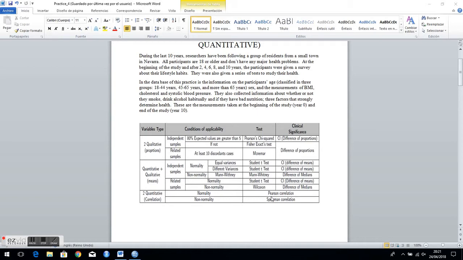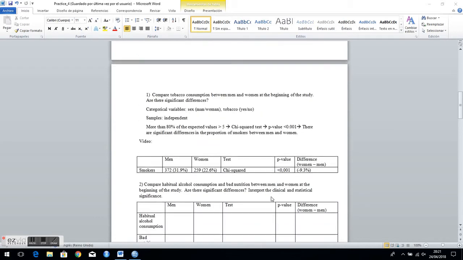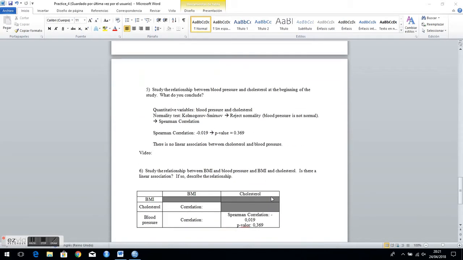Then the first thing that we have to do is to prove the normality, as we did in the third computer lab. If we read exercise 5, it says to study the relationship between blood pressure and cholesterol at the beginning of the study. Then we go to SPSS in order to prove the normality of these variables.